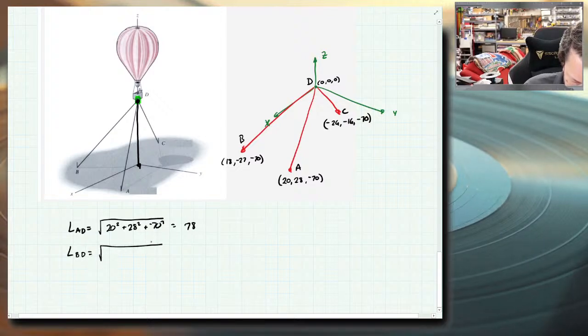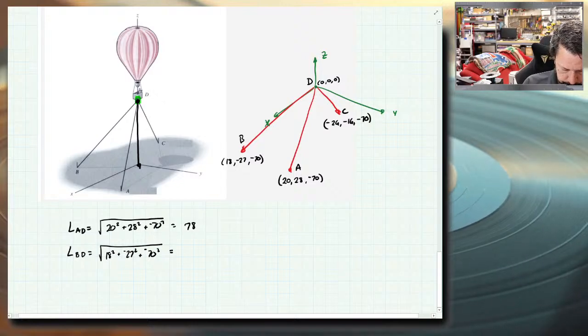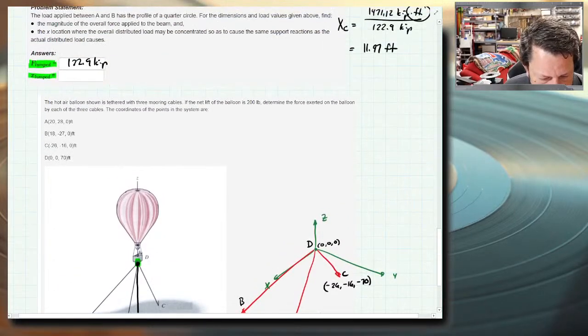Square root of 18 squared plus negative 27 squared plus negative 70 squared. Not integers. 77.16. I don't even know. I assume these are feet. Yeah, these are feet.